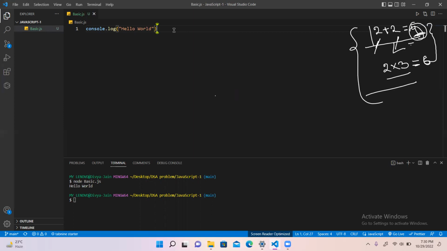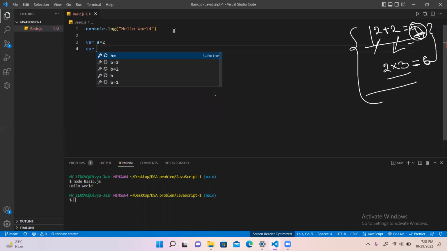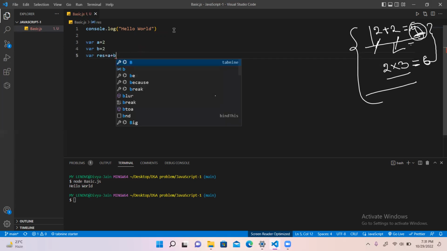Let me take another example, like 2 plus 2. How do we get that output? First we declare a variable. How to declare a variable in JavaScript? Using var, a number, just like var a equal to 2. After that you write var b equal to 2, and you take the result, like var result equal to a plus b. This is simple mathematics, you can add these values, a plus b.